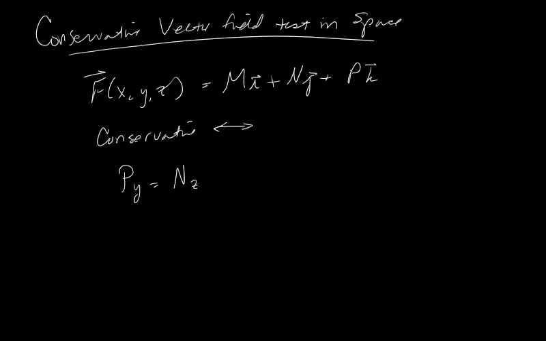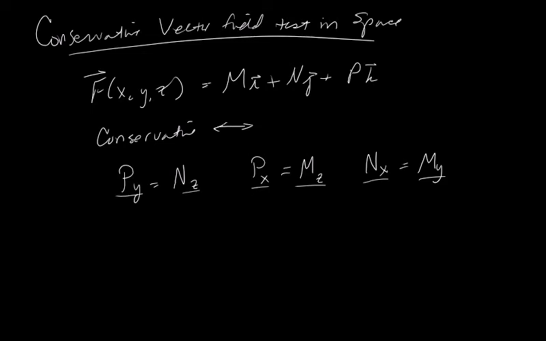Our partial of p with respect to x is going to be equal to the partial of n with respect to z. So the mixed partials x, z are going to match. And then the partial of n with respect to x is equal to the partial of m with respect to y. Our xy partials are going to match. So this is basically saying that the zy matches the yz, the zx matches the xz, and the yx matches the xy. Okay, all the mixed partials have to match if that's the case.